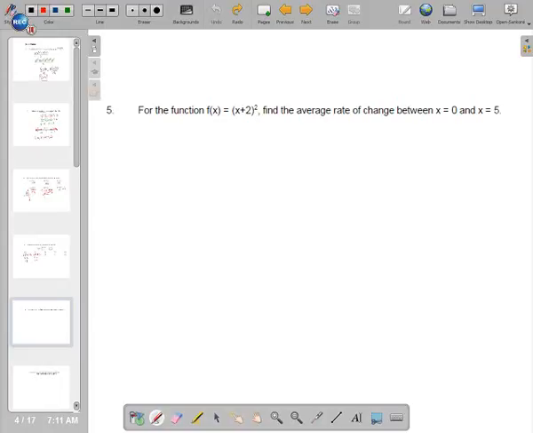For the function, find the average rate of change. Average rate of change is basically you're thinking slope, guys. You need to figure out f of 0, and you need to figure out f of 5. F of 0, 0 plus 2 is 2, 2 squared is 4. F of 5, 5 plus 2 is 7, 7 squared is 49.